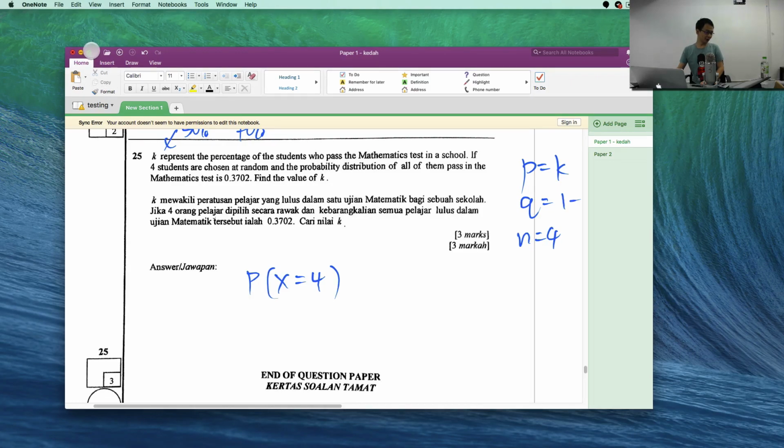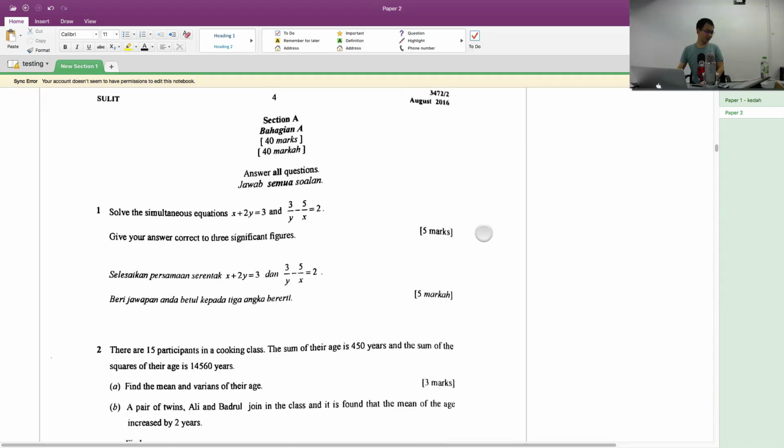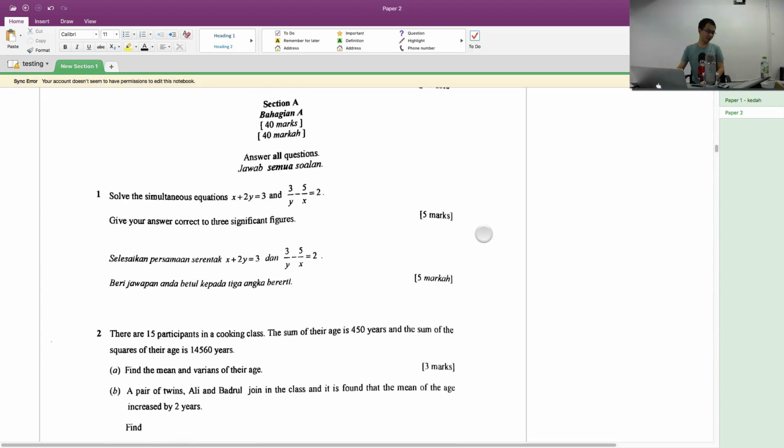Let me zoom this one. And we will actually go to paper 2. Okay, this is paper 2. So I will be right back in 2 minutes. If you have anything, you can just type and post there.